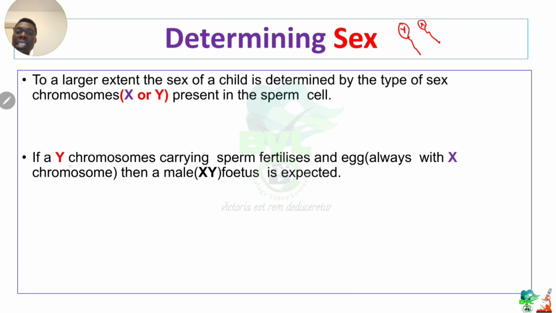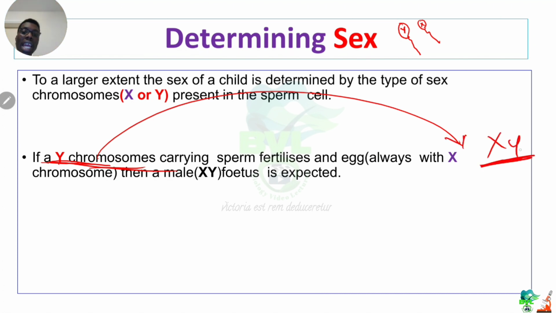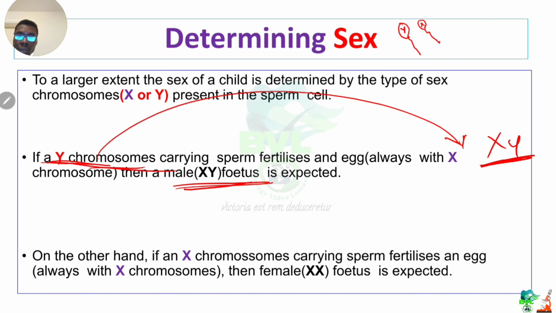So if the egg cell is fertilized by a sperm carrying the Y chromosome, that means XY, and the expected child will be what? A male child. On the other hand, if the sperm cell that fertilizes the egg is carrying X, that would be a female child, which is XX. Please don't forget this part. It's very important to know that the factor is in the man's body, based on whether the 23rd chromosome is Y or X. That determines the gender of the child.